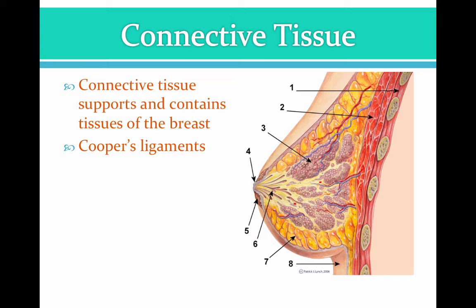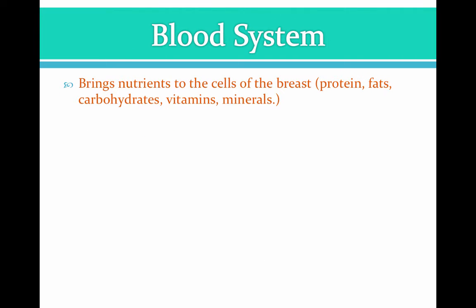They attach the breast to the overlying skin and underlying fibrous tissue enclosing the muscles. So they attach to the skin and the muscles to help provide support. Cooper's ligaments hold the segments of the breast together and support the ducts as they fill with milk.